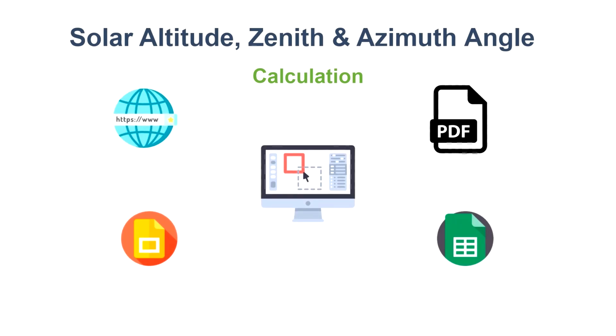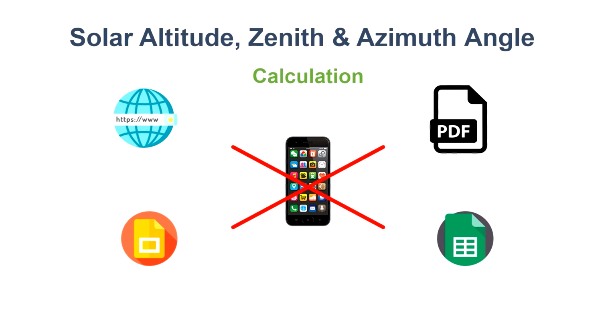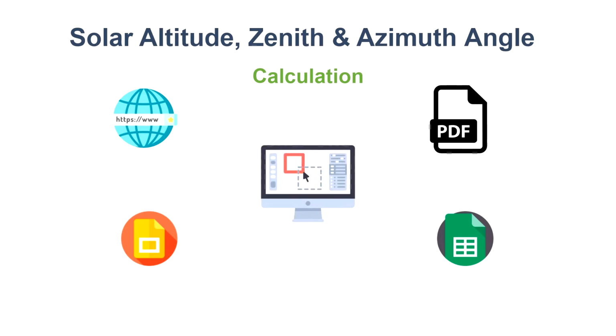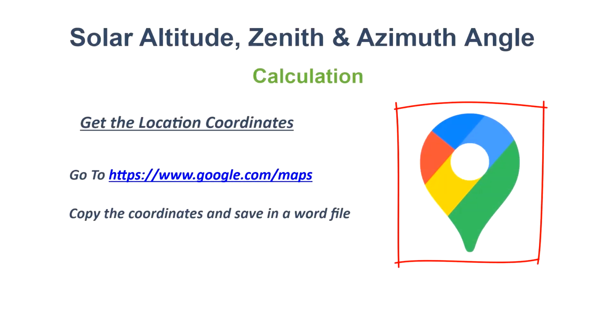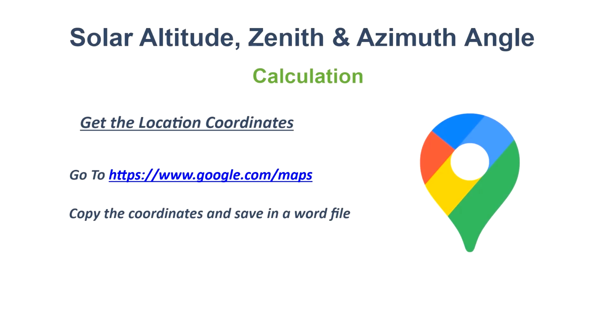Okay, so first, you need a computer or a laptop. Sorry, it's tough and time-taking to do this with your mobile device or smartphone. Second, an internet connection, which you have already, it seems. And offline tools like a PDF reader, PowerPoint, Google Slides or equivalent tool. And MS Excel or similar apps like Google Sheets will also work. And the most important thing you need is the location coordinates of your solar PV site for which you are finding the solar altitude and azimuth angles.